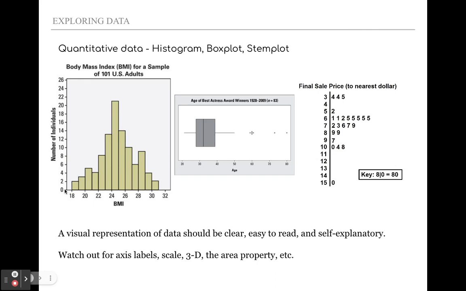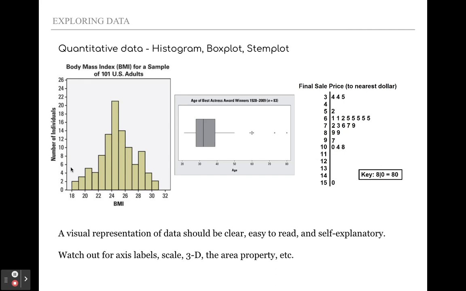We're going to see examples later of what happens when you don't start the axis at 0. It's not always appropriate to start at 0, but usually if you can, you should start an axis at 0. Notice they don't start the x-axis at 0. That's okay. That's because it's very rare to have a BMI less than 18, and no one in this sample seems to have that.